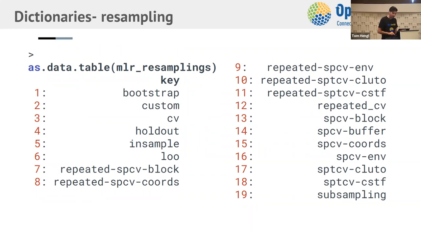Those that start with SPCV are spatial cross-validation. And that one, the 17, is a spatiotemporal cross-validation. So a lot of spatial cross-validation is involved. Yeah, please.